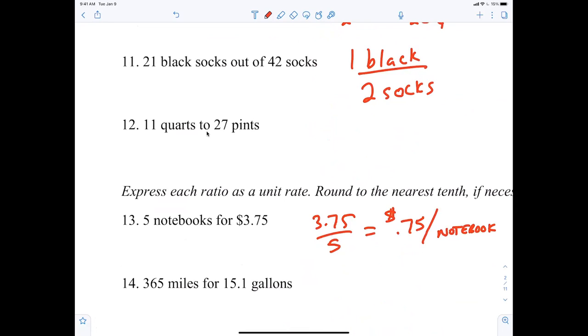Now, number 12. Well, 1 quart equals 2 pints. Yep, so 1 quart is 2 pints. I got 22 over 27. Right, that's good. All right, I'm good with that. Anybody have any questions with that?